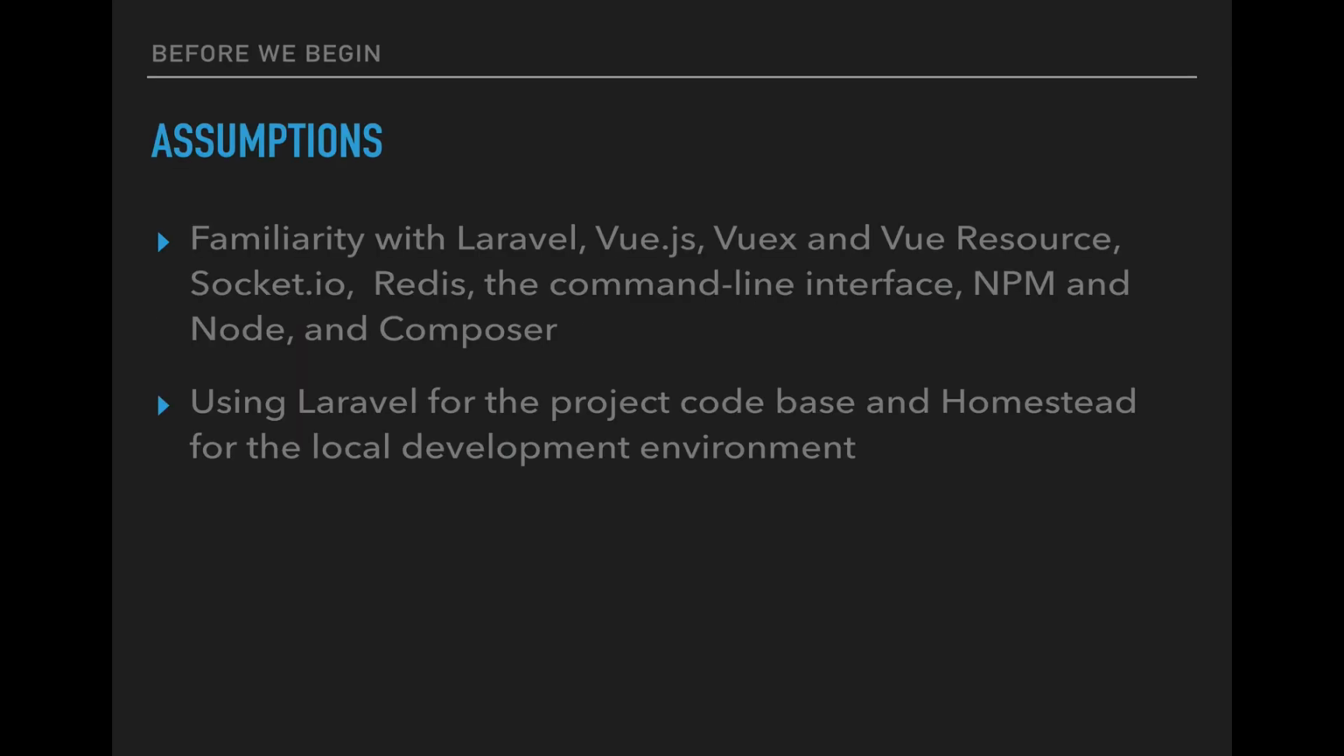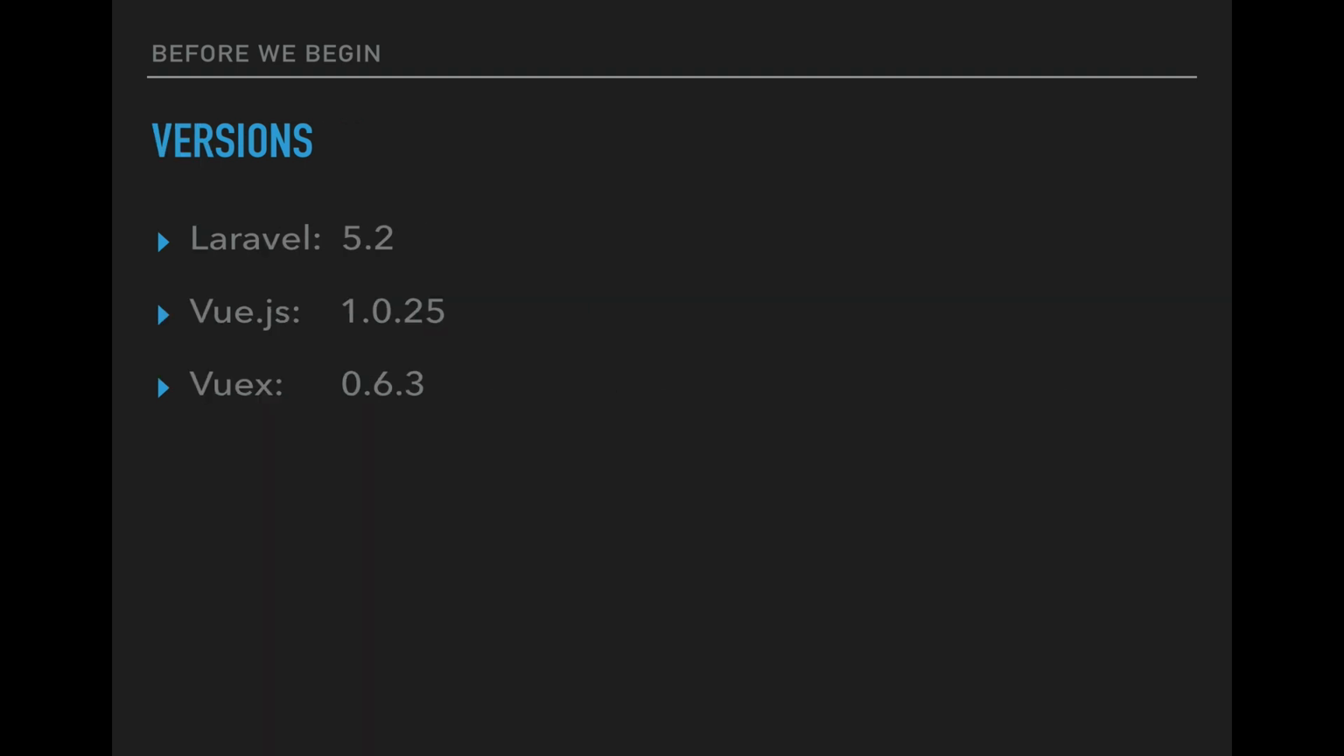If you're familiar with Laravel, then you're most likely familiar with some of these tools. Also, we'll be using Laravel for the project codebase and Homestead as the development environment. Current versions at the time of this recording, Laravel 5.2, Vue.js 1.0.25, and Vuex, it's not at 1.0 yet and may be changing, but it's currently at 0.6.3.